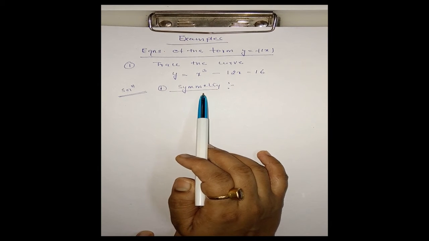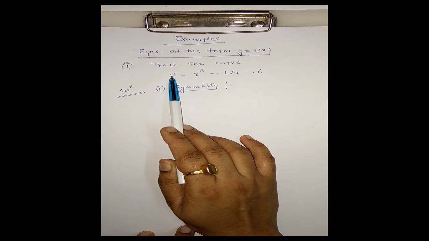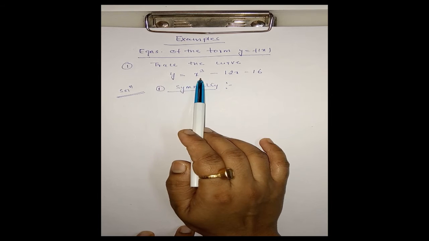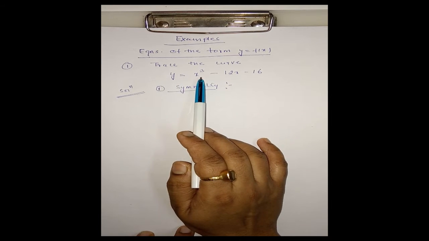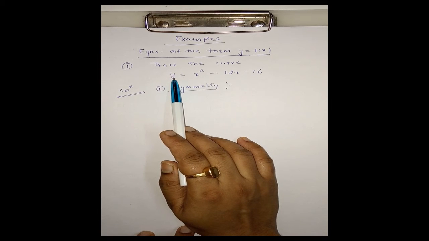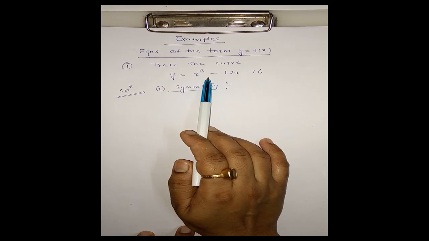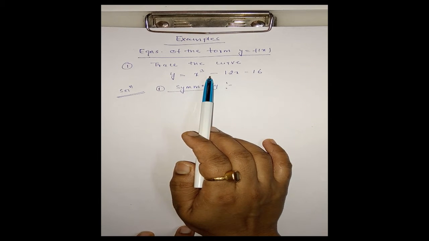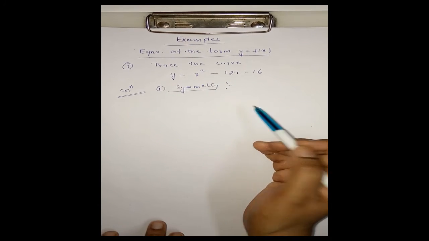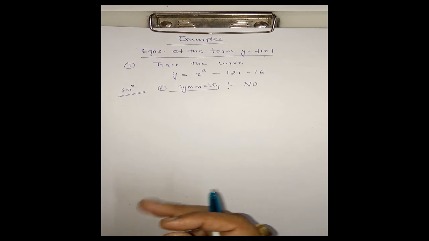First step to follow is symmetry. Since powers of y are not even and powers of x are also not even, that means no symmetry with respect to the x-axis or y-axis. Also, the equation is not unaltered when y is replaced by x or x is replaced by y. That means no symmetry with respect to the line y is equal to x also. Therefore, we have no symmetry of any type.